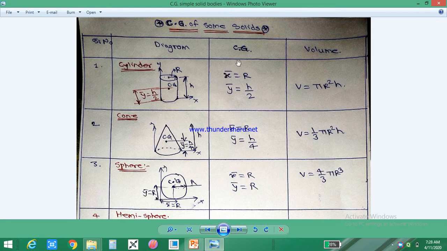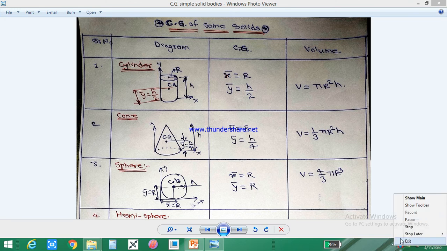The center of gravity of this figure will be x bar equals r, as the center axis of symmetry will be like this. So x bar is the distance from the y axis, which equals r, and y bar is the distance from the x axis. The cylinder is uniformly distributed, so y bar equals h by 2, and the volume of the cylinder will be pi r square h, as we know.